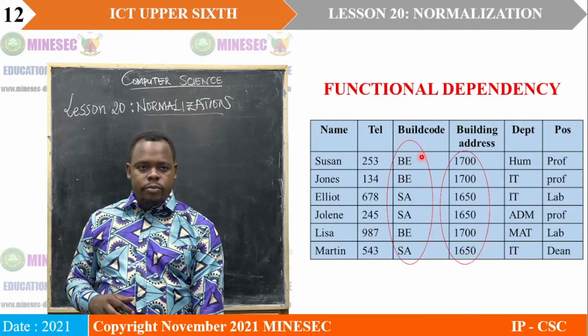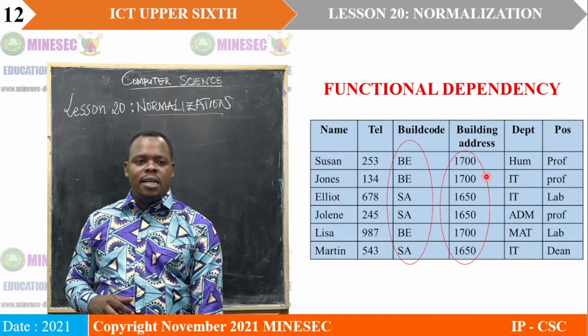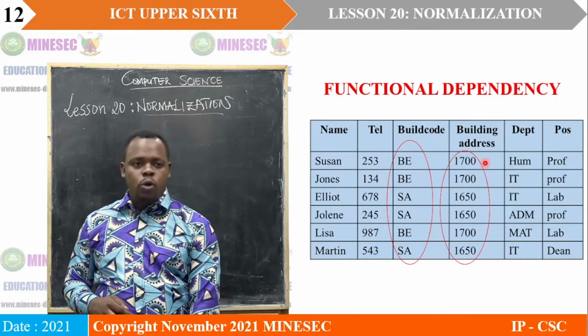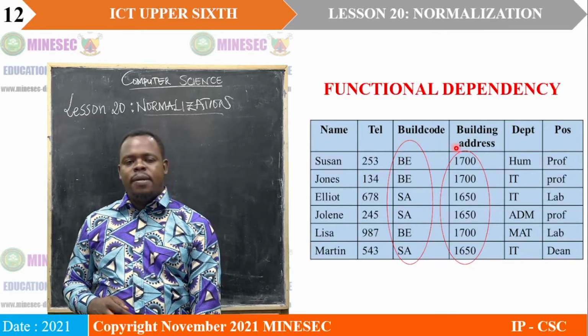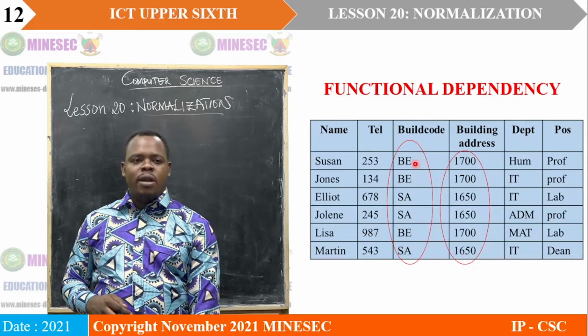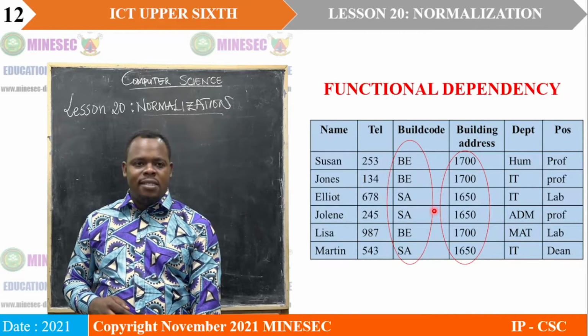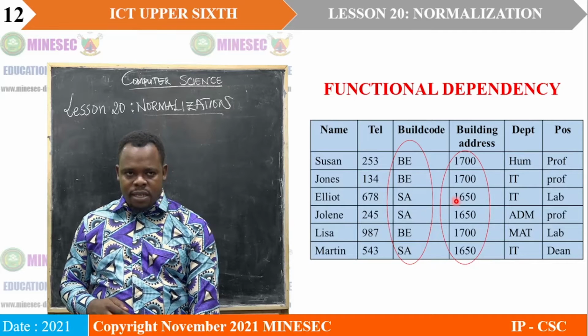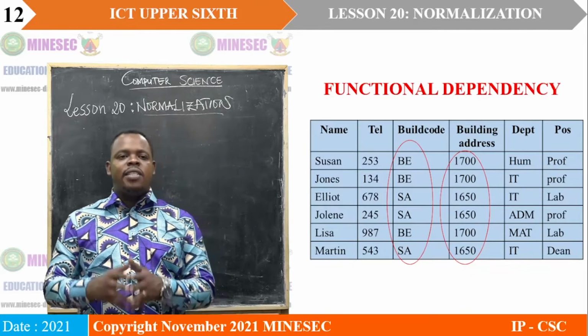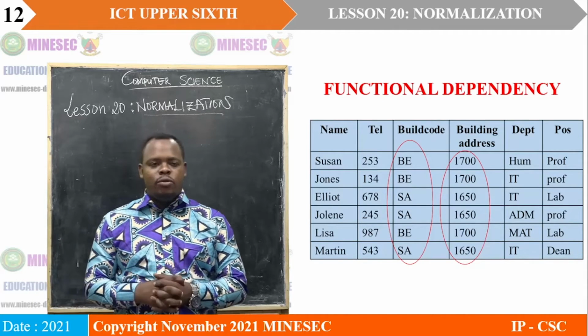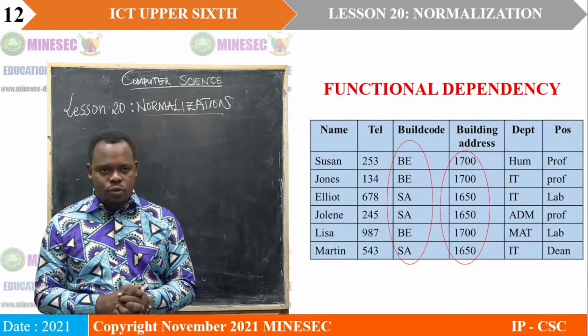all fields containing BE must have the building address 1700. So the BE, the building code, determines the building address. So you realize that all the BEs are 1700, and all the SAs are 1650. There must be this type of relationship before we can consider that there is functional dependency between different attributes.